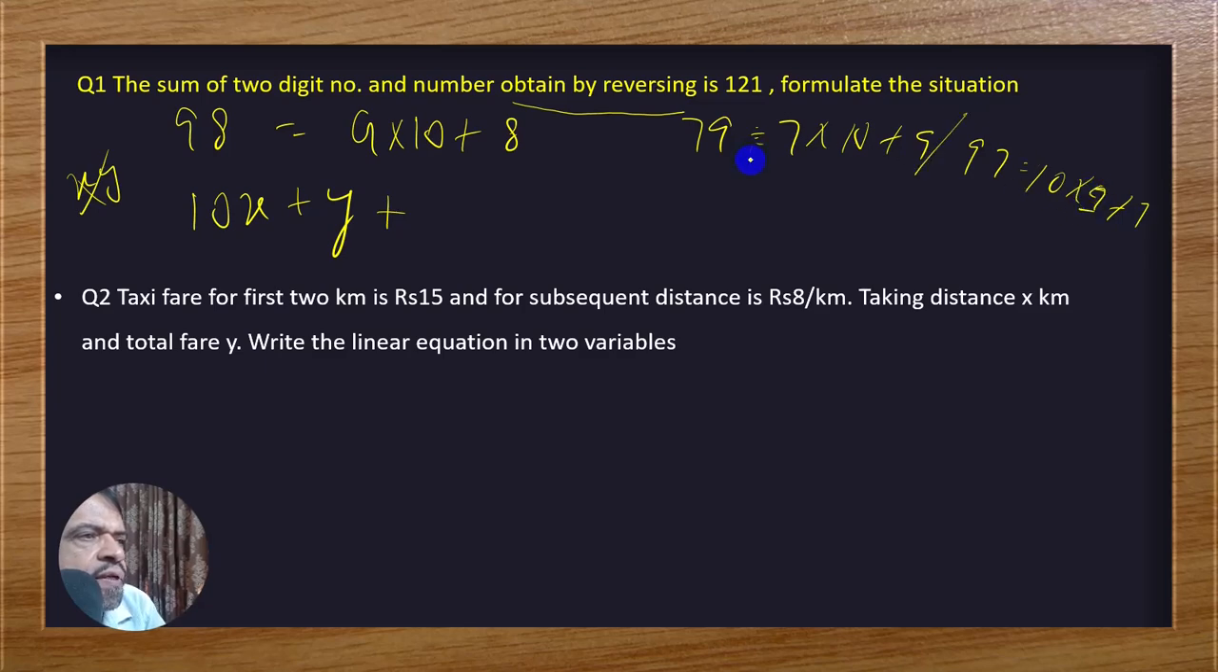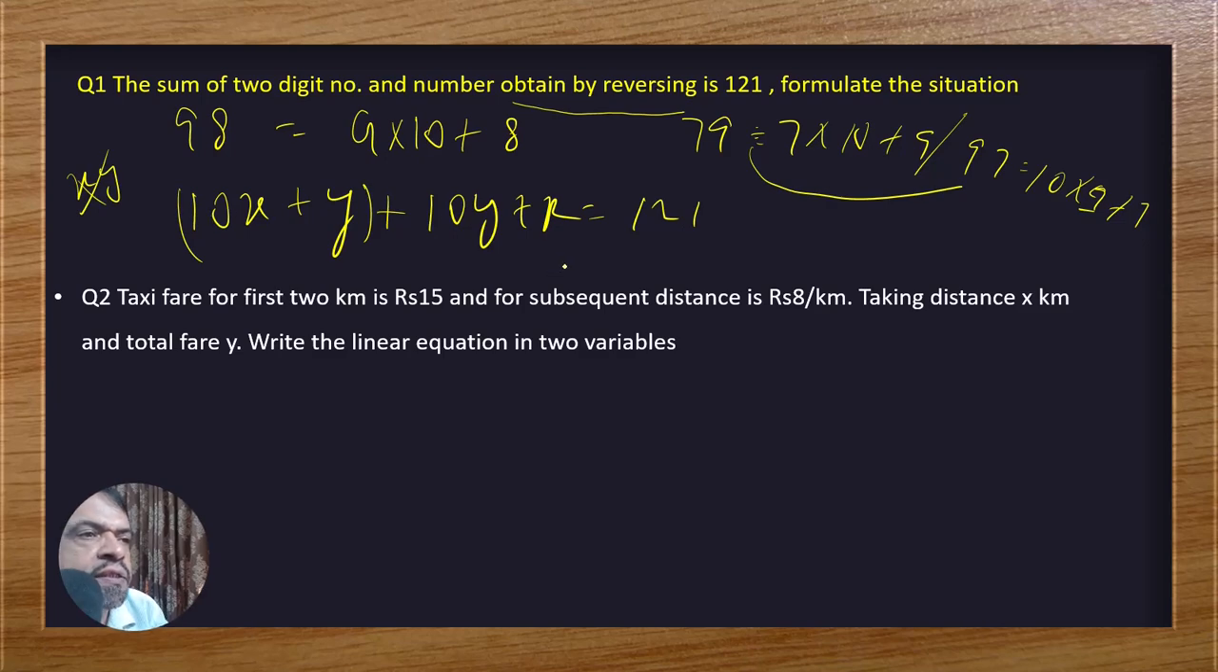79, we can reverse it to 97, and we can write it as 10 into 9 plus 7. Similarly, 10x plus y is one number in the question, and another number by reversing is 10y plus x. The sum is 121.